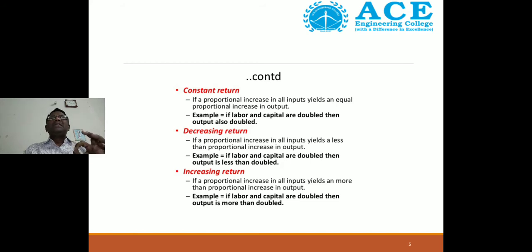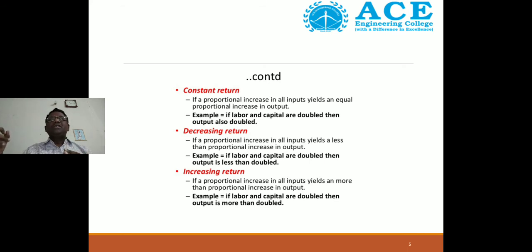Then the second one is decreasing returns to scale. Decreasing returns to scale means a proportional increase in all inputs yields a less than proportional increase in output. Example: if labor and capital are doubled, then output is less than double. Whereas in constant returns, if labor and capital are doubled, the output is also doubled; here, the output is less than doubled.